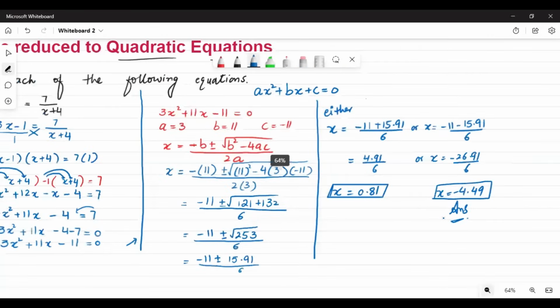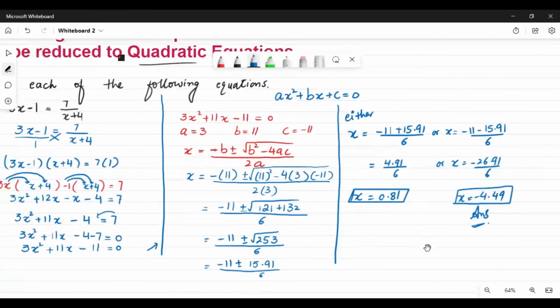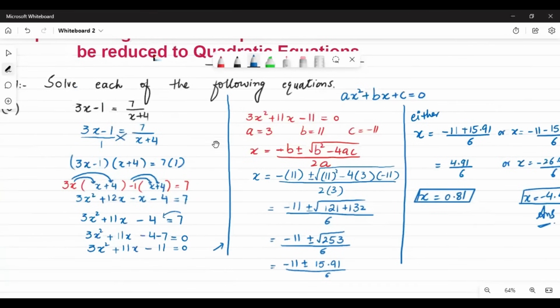I'm going to minimize this so you can see the whole question over here. First of all, we reduce the fraction into the quadratic equation. When we get the quadratic equation here, this is our quadratic equation, 3x square plus 11x minus 11. After that, as I'm going to solve this question with the quadratic formula, I just identify the a, b, c values, apply the quadratic formula, substitute the values, and you will get your final answer.